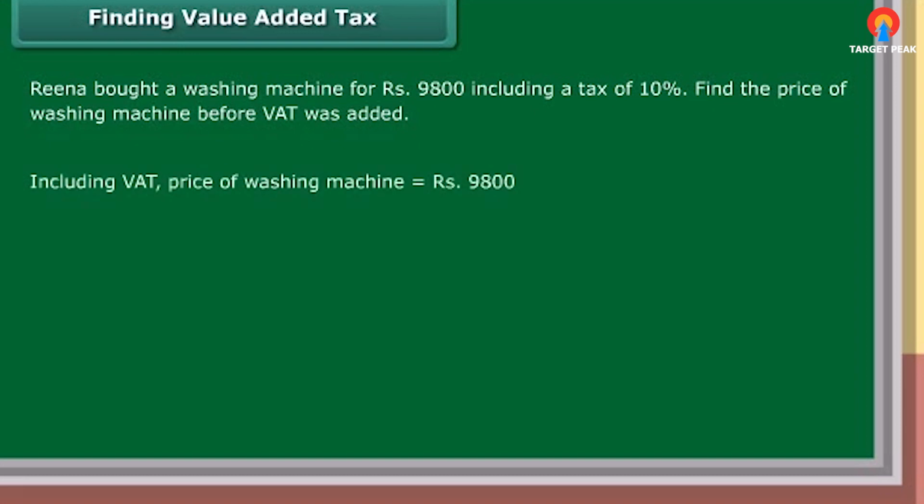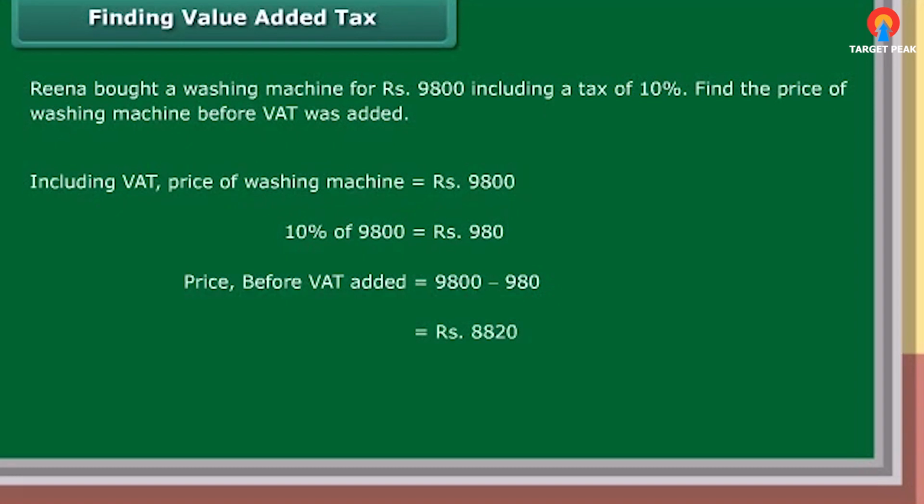Including VAT, the price of the washing machine is rupees 9,800. 10% of 9,800 is rupees 980. Price before VAT added = 9,800 − 980 = rupees 8,820.